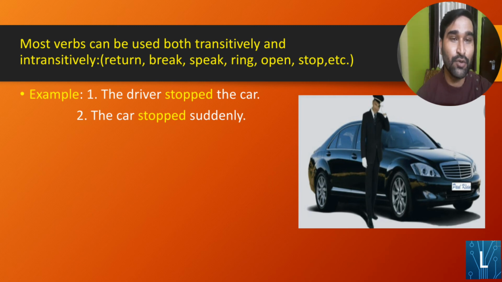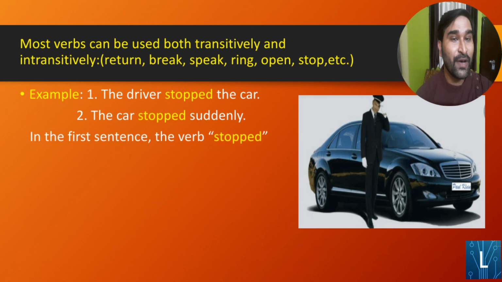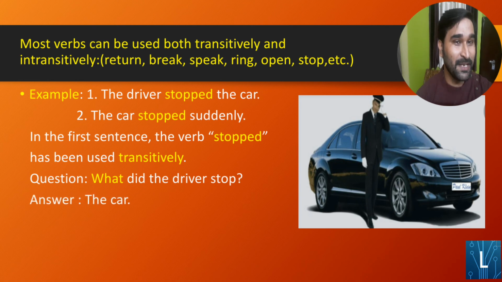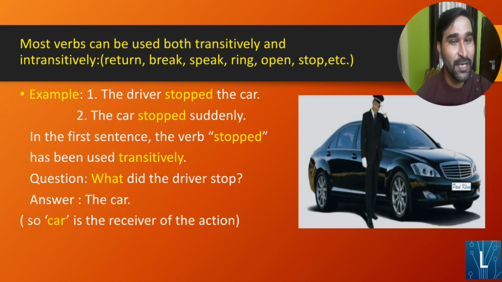Now we'll explain these two lines. In the first sentence, the verb stopped has been used transitively. The reason is that we may ask the question using what: what did the driver stop? Then the answer you are getting is the car. So that means the car is the object. If the car is the object, the car is the receiver of the action. So we may say the transitive verb here is stopped.